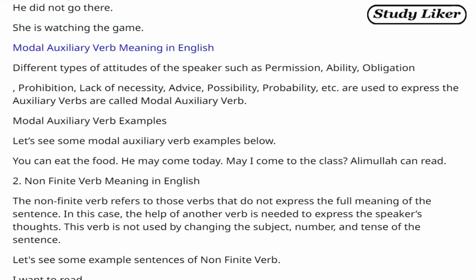Modal auxiliary verb meaning in English. Different types of attitudes of the speaker, such as permission, ability, obligation, prohibition, lack of necessity, advice, possibility, probability, etc., are used to express the auxiliary verbs that are called modal auxiliary verbs.